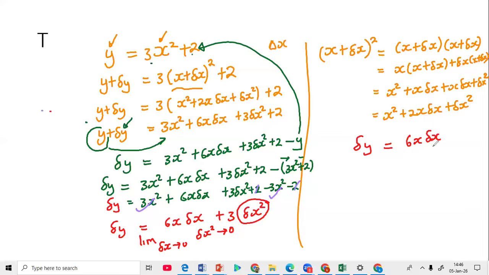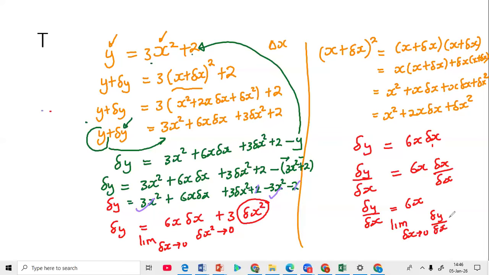The moment you remain with this, get this change in x, take it this side, such that we have change in y divided by change in x is equal to 6x change in x out of change in x, such that you have change in y out of change in x equals 6x. Now, the moment you reach here, you bring in your limits. You say now, limit as delta x tends to 0, delta y over delta x will tend to dy dx. And therefore, you conclude that your dy dx is equal to 6x.